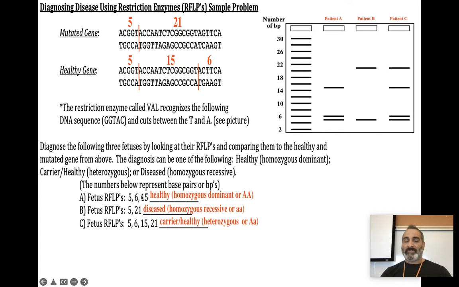This is for patient A. This is 5 and 21 for patient B, and patient C has the 5, the 6, the 15, and the 21. This is our carrier. This is our diseased individual's profile, and this is our healthy person's profile. This is how we would analyze this. So if we ran the profile of another person and they matched one of these, then we would know what situation they have.